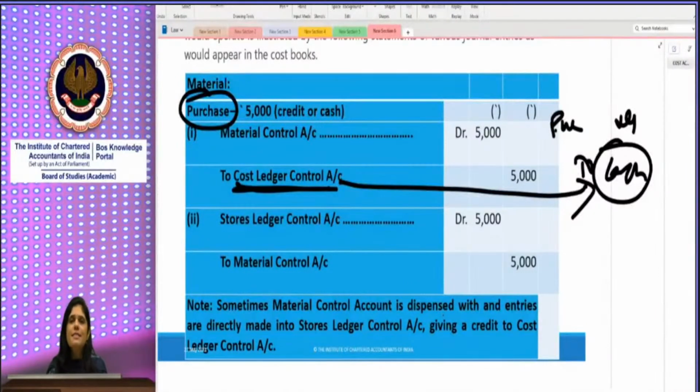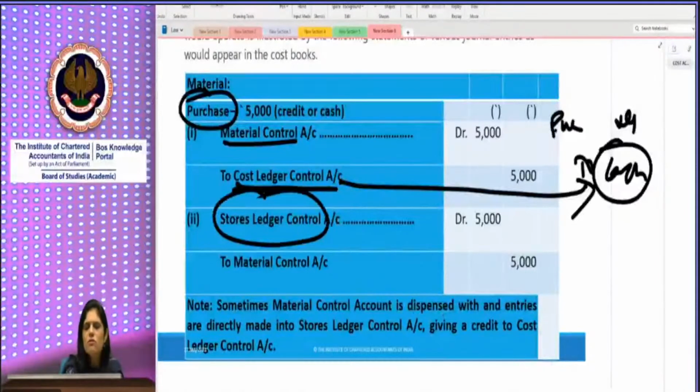Because cost ledger control account is used in place of cash or bank or creditor or debtor respectively in purchase or sale, whatever. Clear? So for an internal transfer in the cost accounting system, cost ledger control account has no role to play. So in place of material control, we can directly use stores ledger control account.